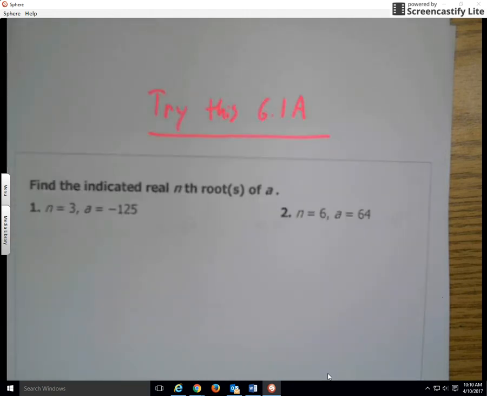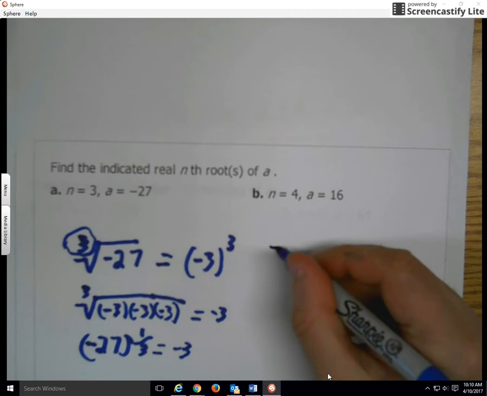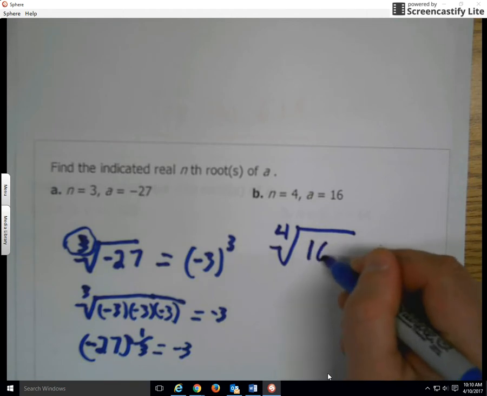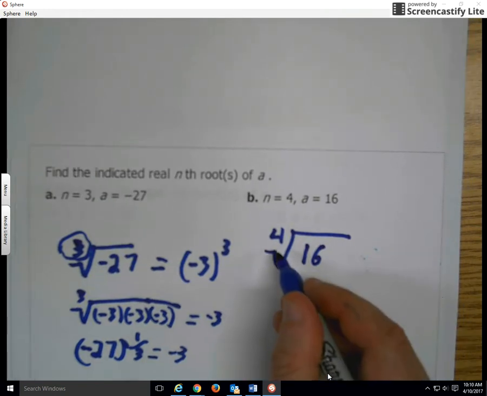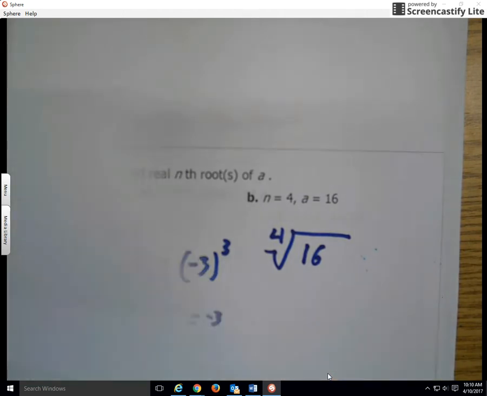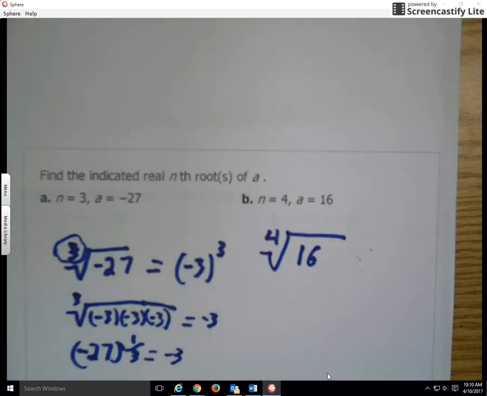So here's another example. This time we have the n being even. Remember where the n goes, right here. The a, the radicand, goes inside, the 16. So if the n is 4, which makes it even, and it's also greater than 0, so 16 is going to have two answers. See, if it's even, it has two real nth roots. Okay, so we have two answers when we're going to the fourth roots, because 4 is even.